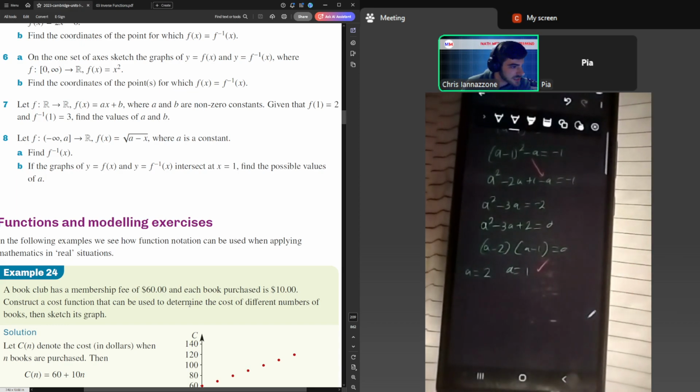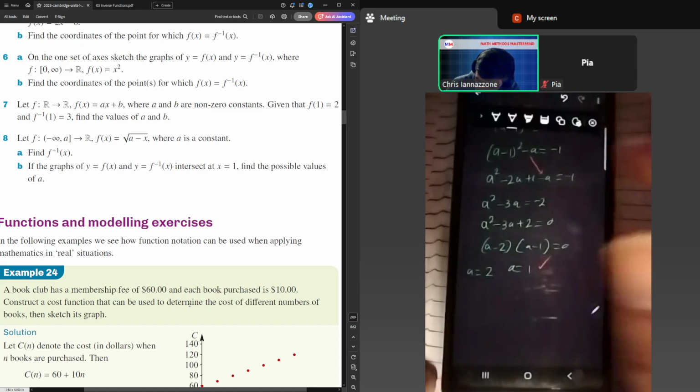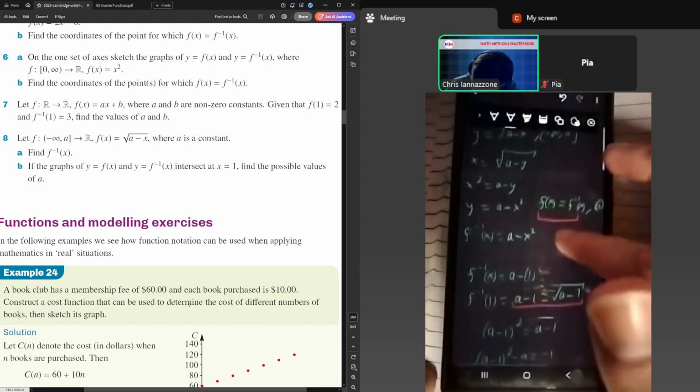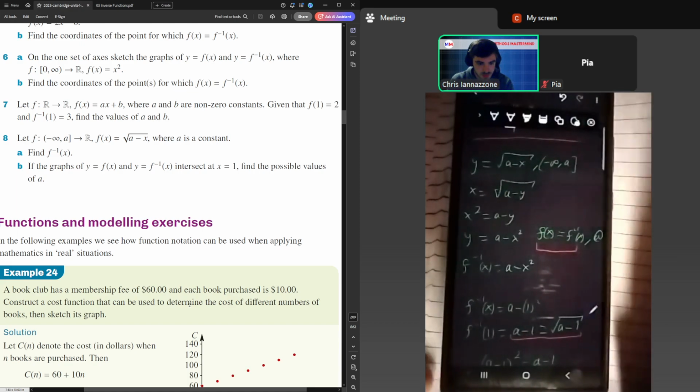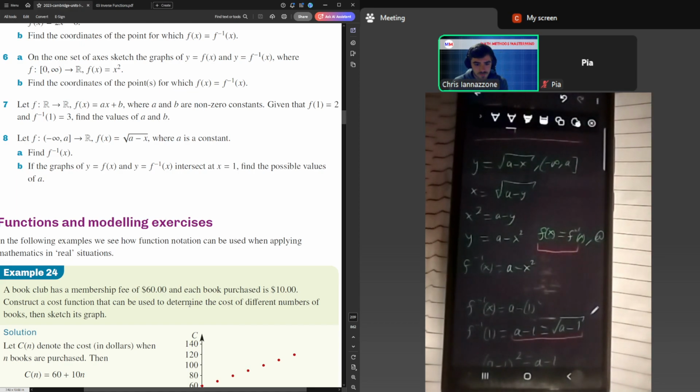Let me just double check and see if there's any restrictions on A. A just has to be a constant. That's it. So yeah, that's sorted. Nothing else really there. So in summary, what we had started with was some generic root function. We were given a specific domain associated with it. Although, actually, there is a domain.